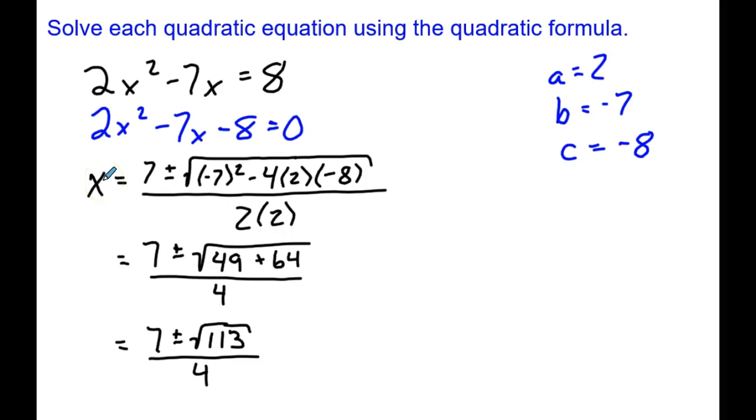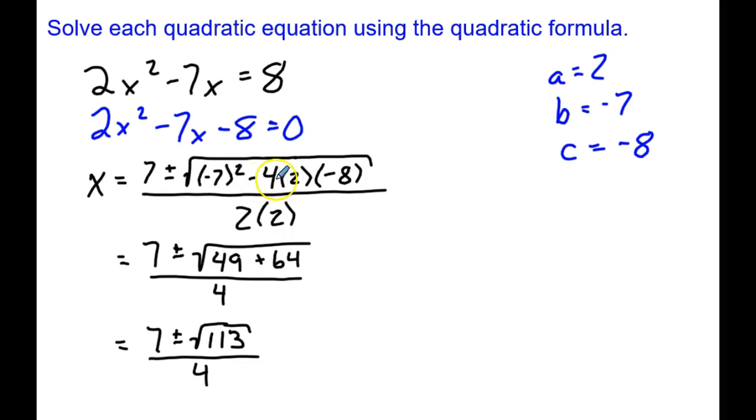Once you plug in those a, b, and c values, you should get x equals 7 plus or minus the square root of negative 7 squared. Now that our b value is negative and we're going to square that quantity, I recommend putting parentheses around that value, because if you plug this into a calculator and you don't use parentheses, then you're going to get negative 49 rather than positive 49.